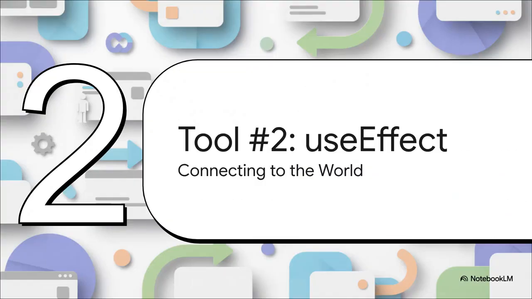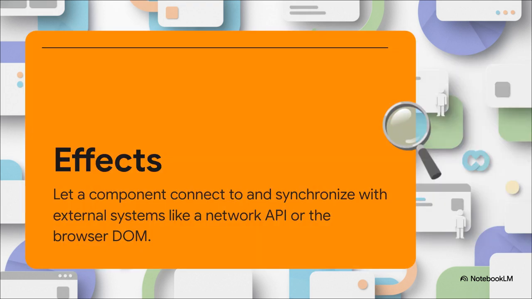Okay, so useState is for the component's internal memory. But what about when your component needs to talk to the outside world? For that, we have our second essential tool, useEffect. This one is for handling what we call side effects. Side effects is just a fancy term for any action that isn't directly part of rendering the component. We're talking about things like fetching data from an API, manually changing the page title in your browser tab, setting up a timer that ticks every second. You get the idea. useEffect is the dedicated place for all of that kind of logic.